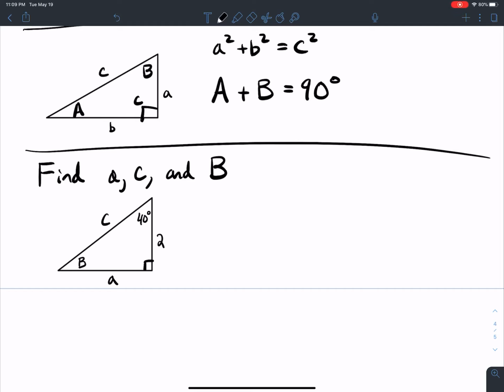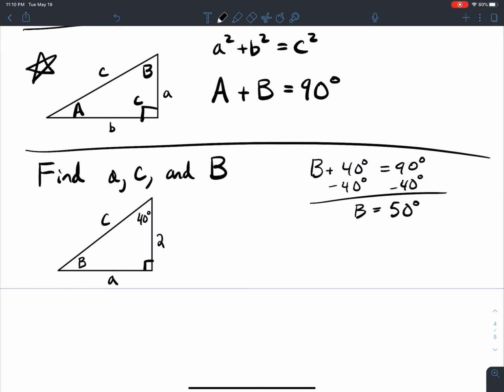So in this example, we're going to find two sides and then the angle B. Using these properties that we developed, we know that this angle and this angle are complementary, meaning their angles add up to 90 degrees. So to get B, angle B plus 40 degrees equals 90 degrees. That means angle B is equal to 50 degrees. So this is 50 degrees here.